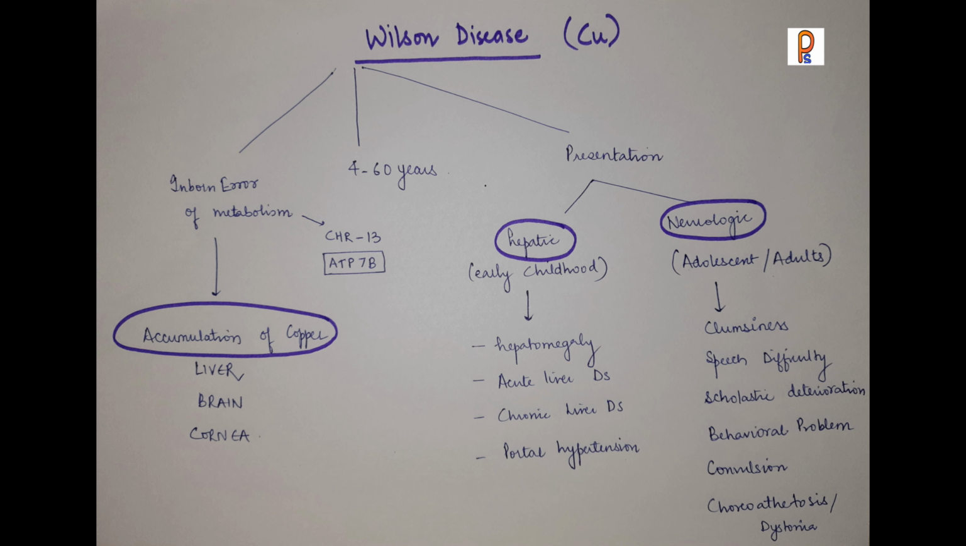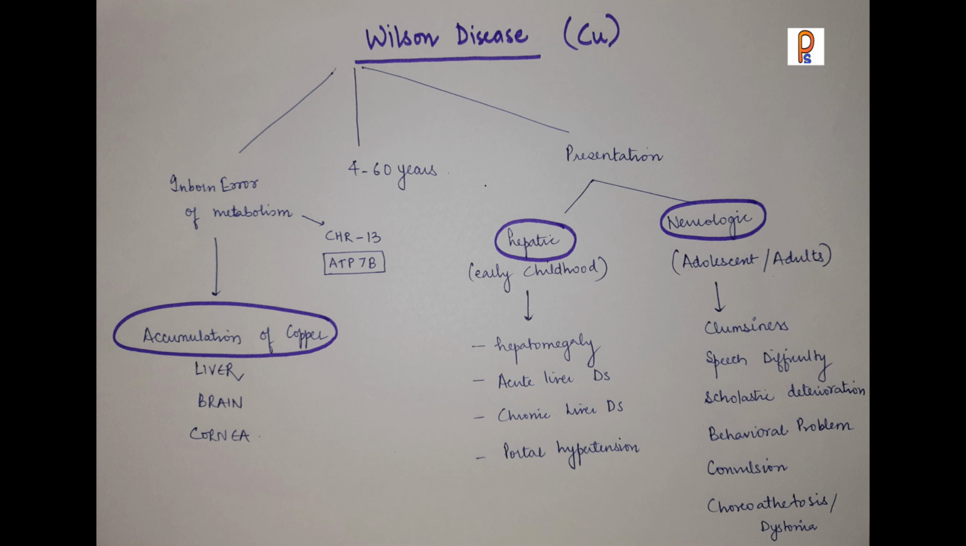Wilson's disease is an inborn error of metabolism in which there occurs an accumulation of copper, and this copper mainly accumulates in the liver, brain and cornea. The gene for Wilson's disease is ATP7B, which was mapped to chromosome 13.